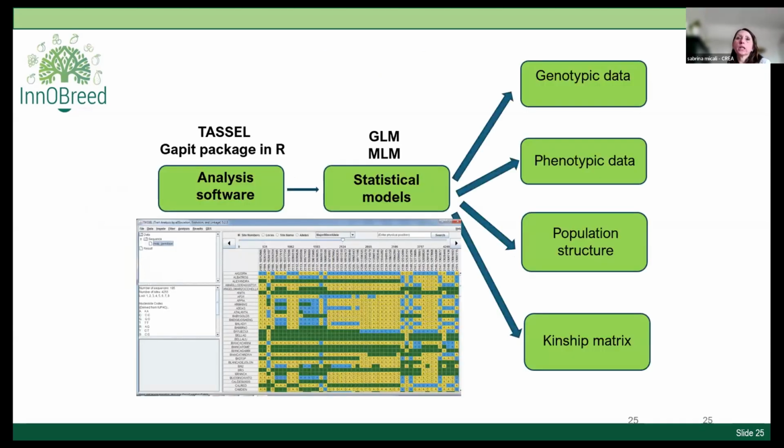So then we analyzed all this data through this software to perform a genome-wide association analysis. So we put together genotypic and phenotypic data, population structure, and also a kinship matrix, which accounts for familial relatedness between accessions.